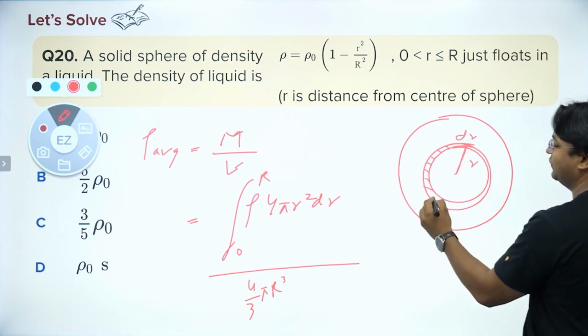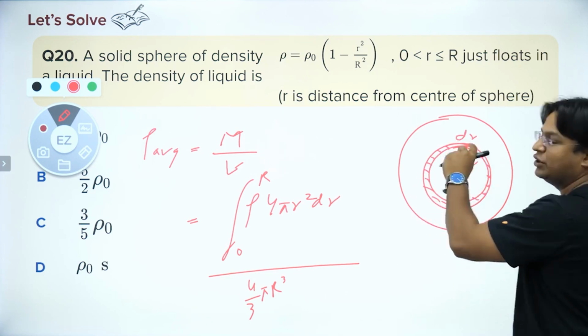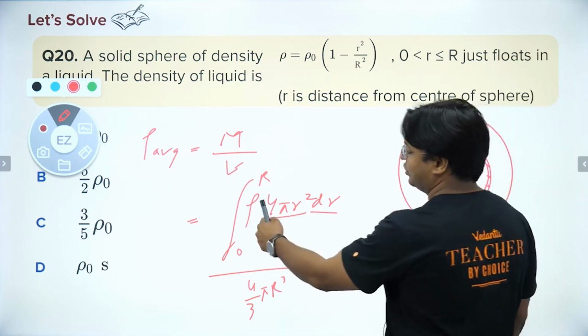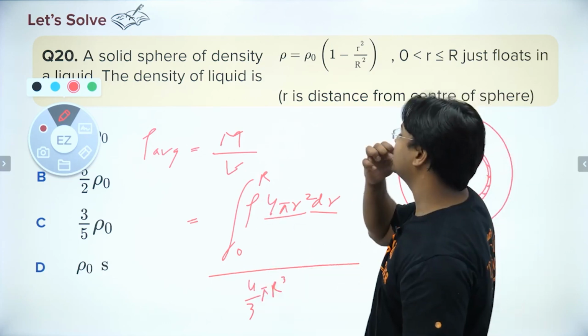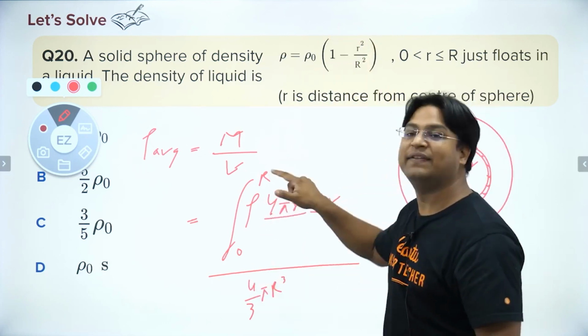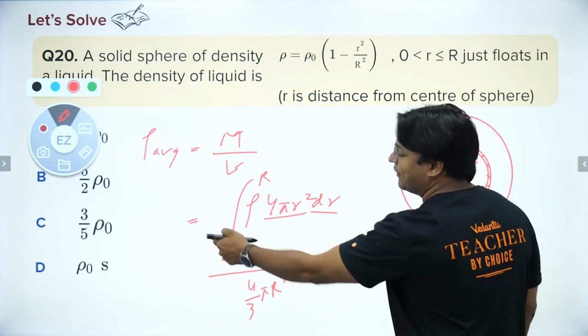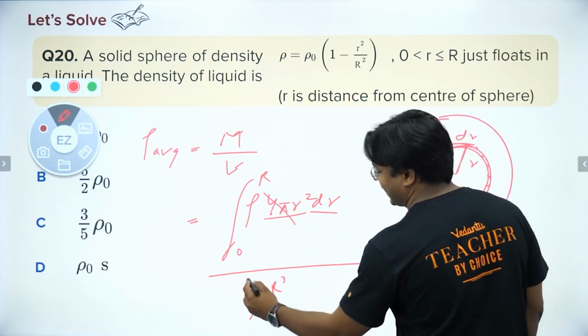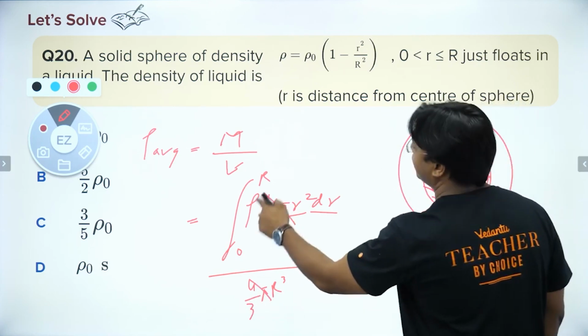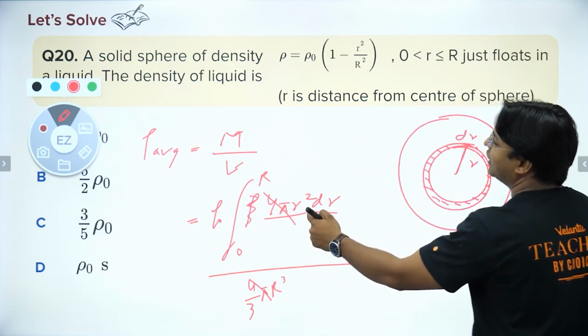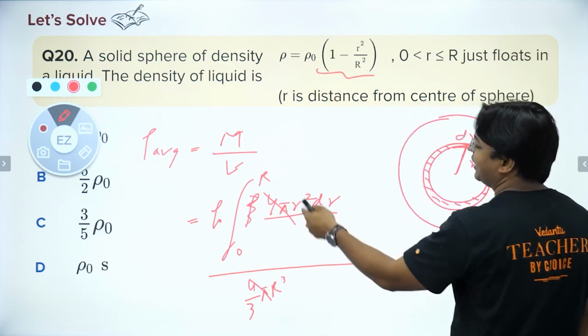Now this volume will be written as area into the thickness. Area is 4 pi r square, thickness is dr. So we do this calculation. What kind of calculation? You put this value here and then you integrate. Okay, I'll just finish this off. This 4 pi will go out of the integral. It will get cancelled. All right, instead of rho, we are going to write this. So rho naught will come out. Okay, and now we are integrating this thing multiplied with r square.